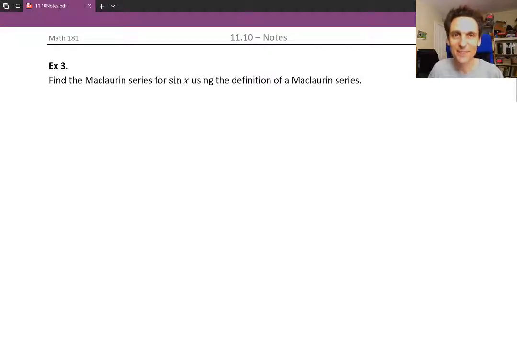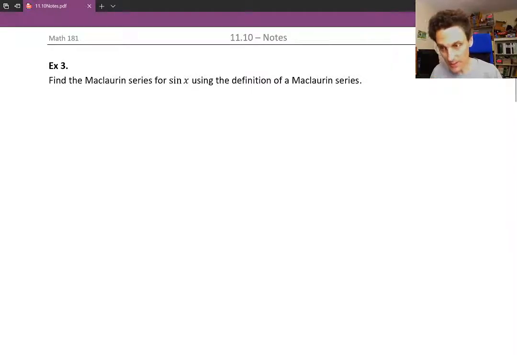Hello and welcome back. In example 3, we're asked to find the Maclaurin series for sine x using the definition of the Maclaurin series. So here, again, we're going back to the definition where we need to find the nth derivative of a function, and because it's a Maclaurin series, we're going to plug in a center of 0. So let's figure out what the derivatives of sine x are.